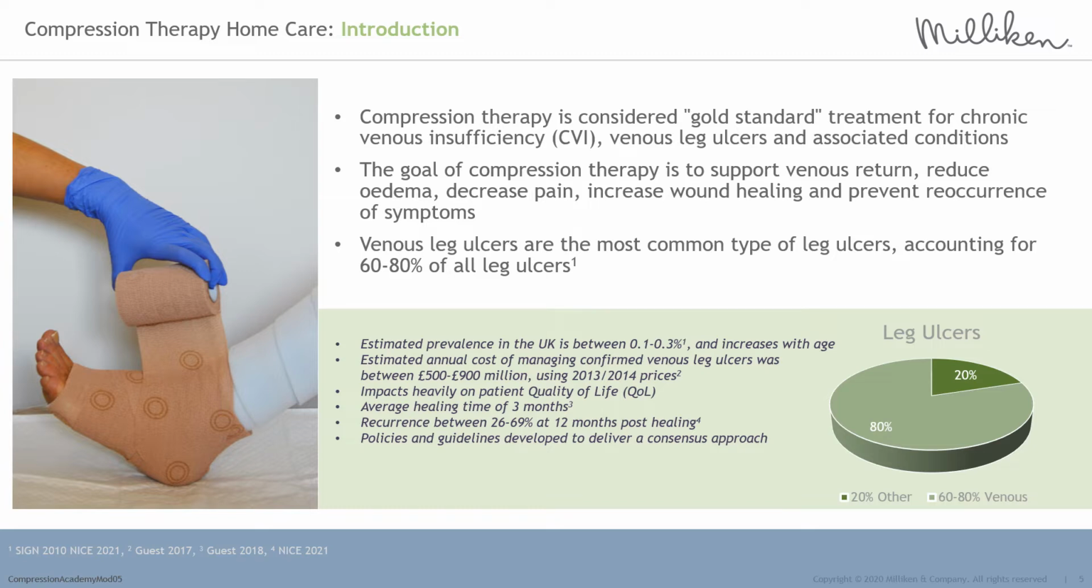The annual cost of managing confirmed venous leg ulcers in the United Kingdom is reported to be between £500 and £900 million. The United States of America estimate annual costs between $2.5 and $3.5 billion and are consistent with European estimates, with Germany reporting cost to treat at between €9,900 and €10,800. These figures continue to be challenged.